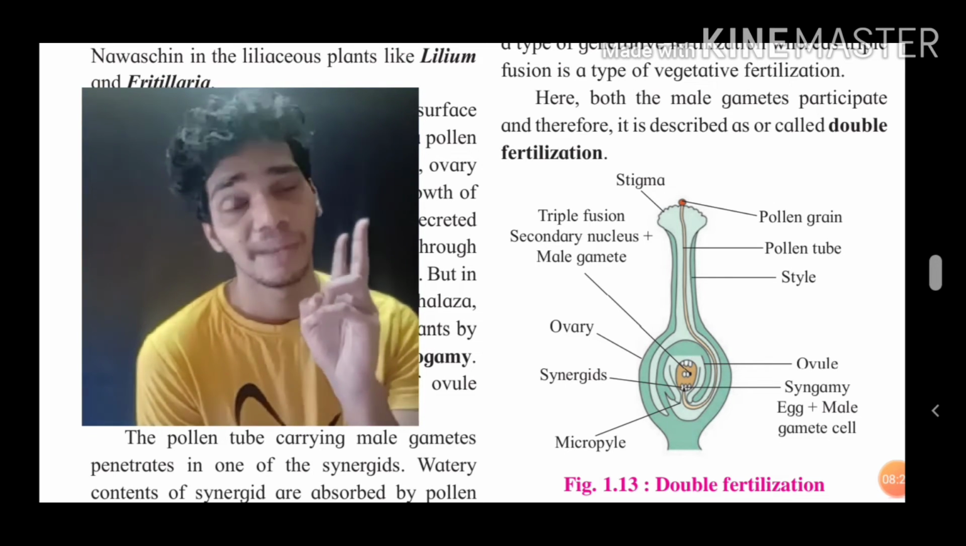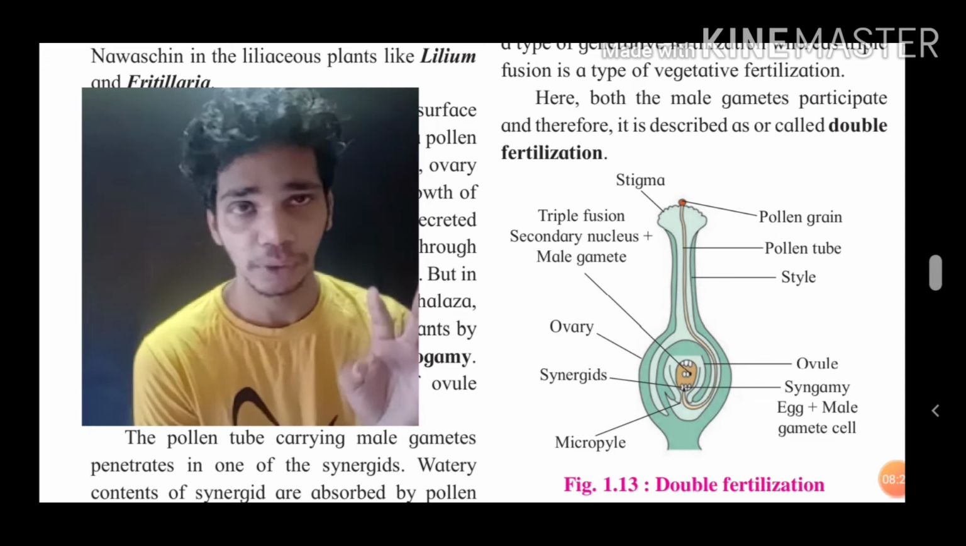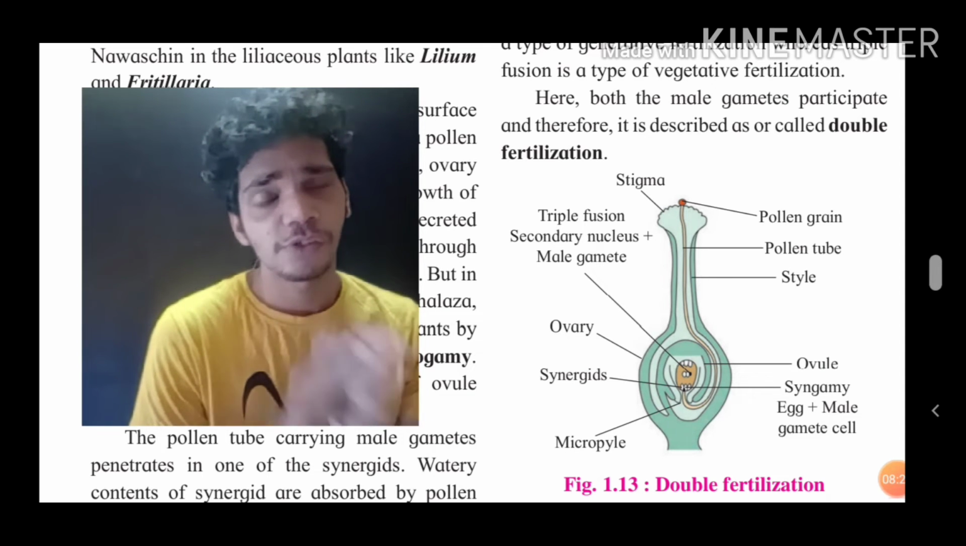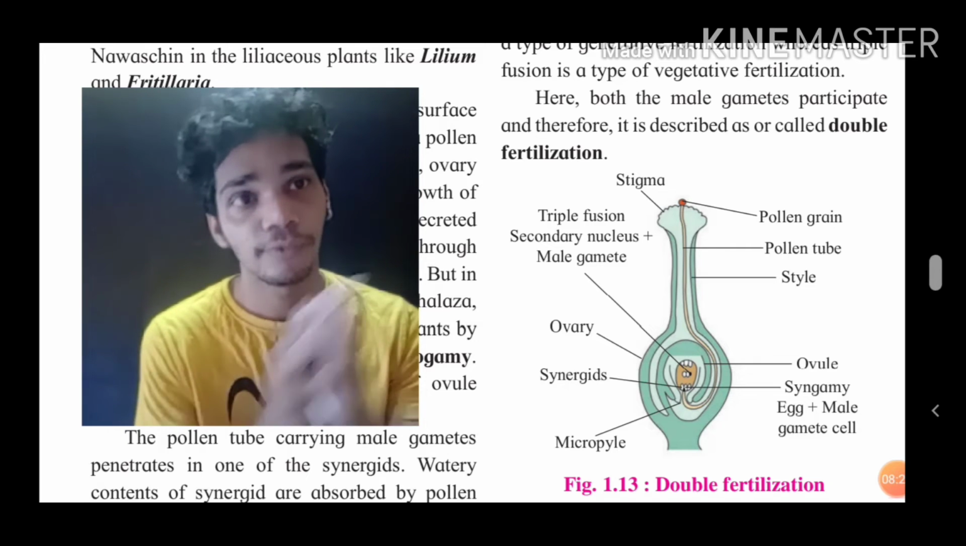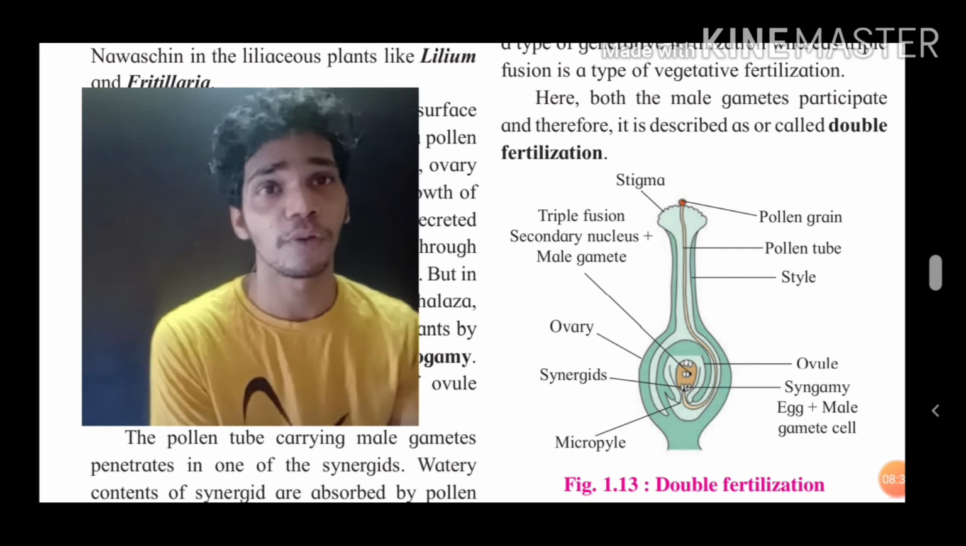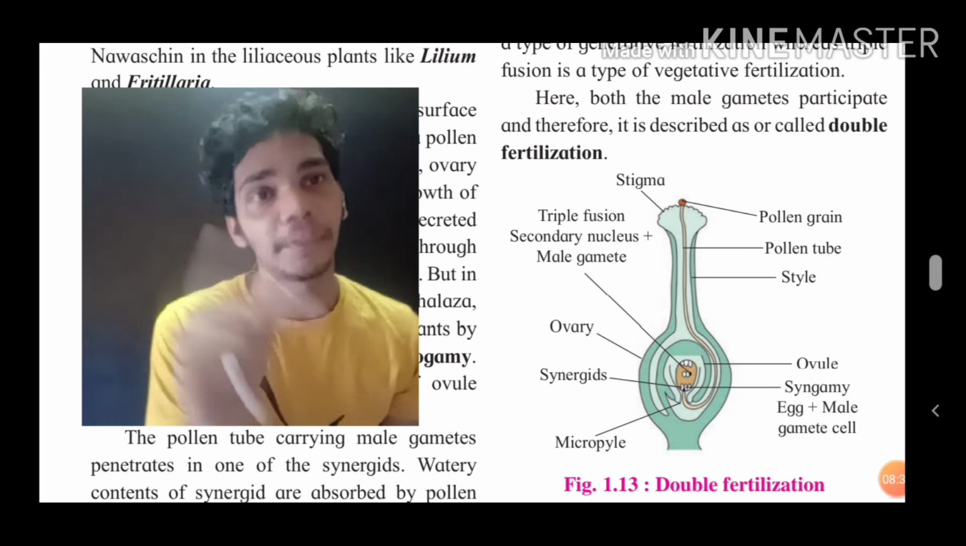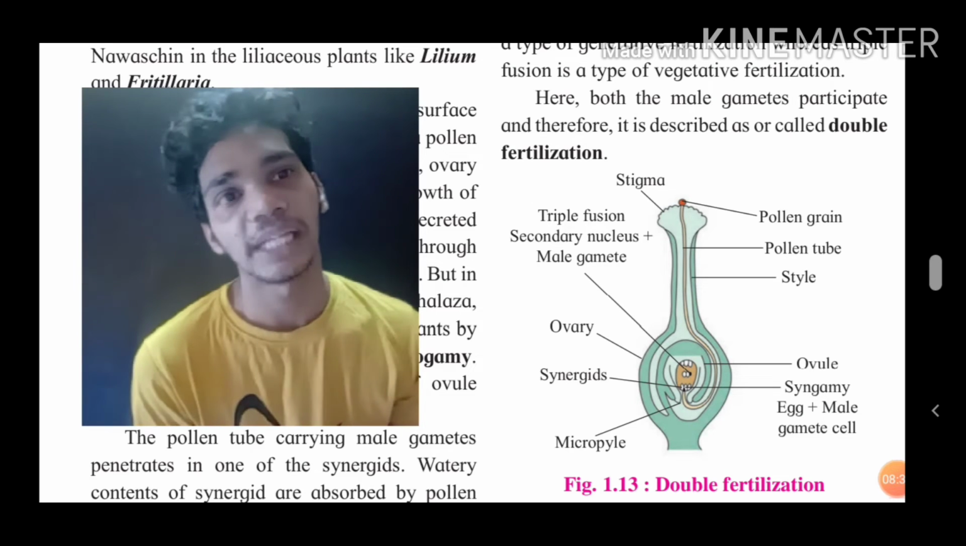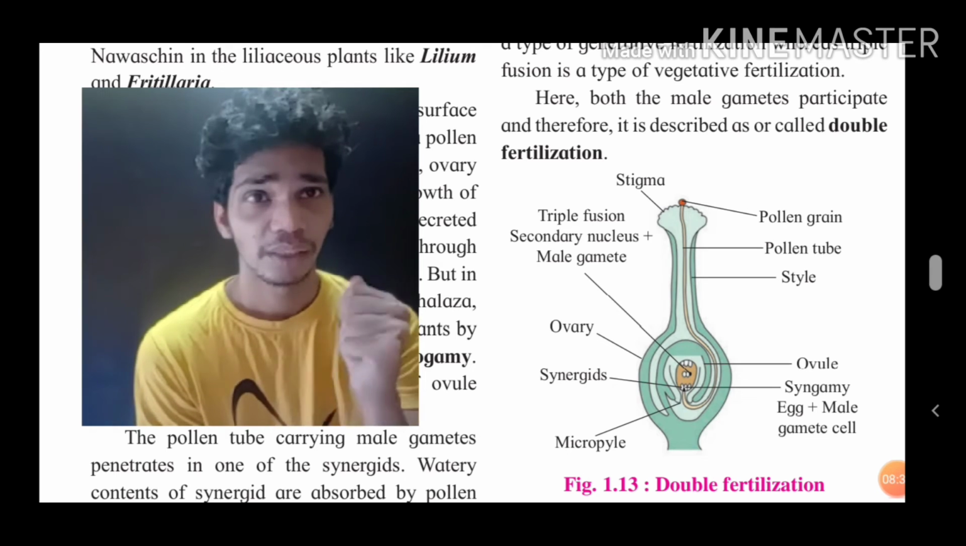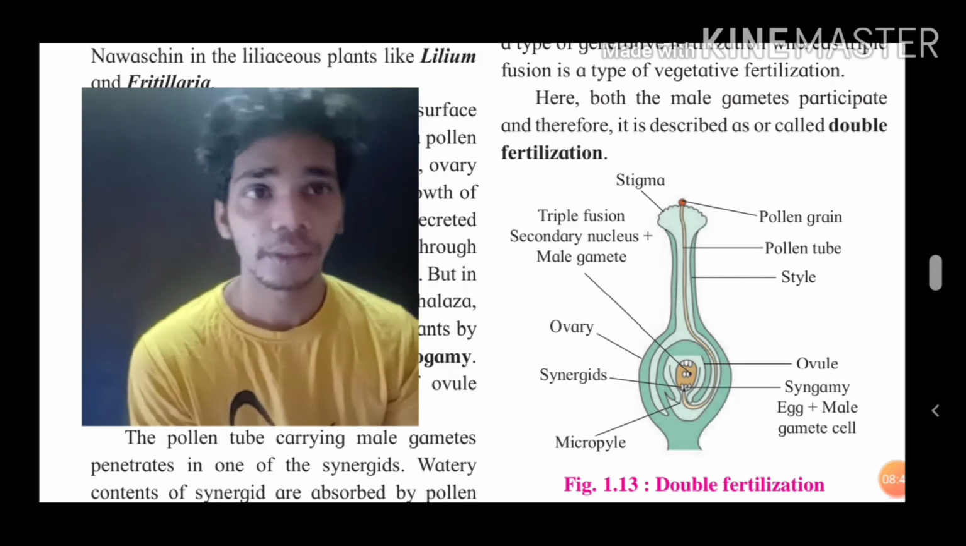So the pollen tube carries two non-motile male gametes, one of which fuses with the egg cell and leads to the formation of the syngamy. The other fuses with the secondary nucleus, and that is called the triple fusion. So that's why it's called double fertilization. The diagram is very important over here.